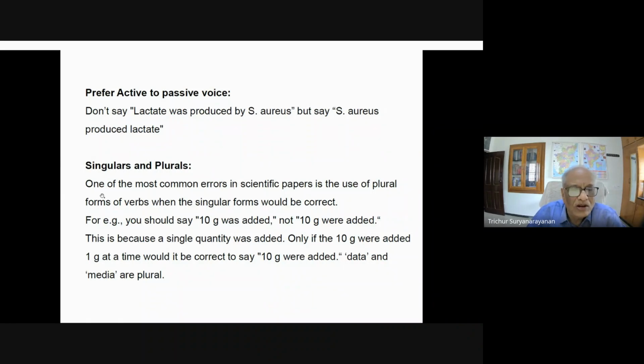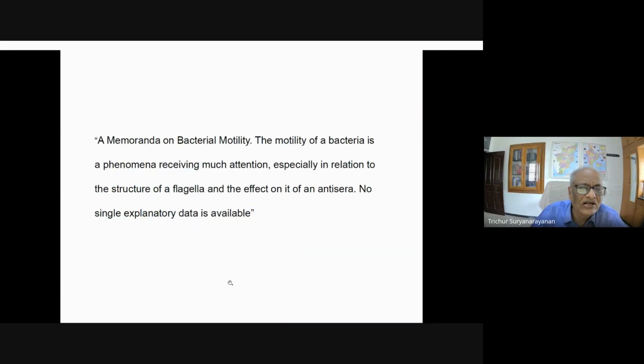Singular and plurals. One of the most common errors in scientific papers is the mixing up of plural and singular forms of verbs. For example, you should say 10 gram of glucose was added. It is not 10 grams were added, because you are adding 10 gram of some substance. You weigh 10 grams and you add it. It's just one 10 gram. But if you say 10 grams were added, that means you are adding 1 gram of it at one time. After half an hour, you are adding 1 more gram of it. Like that, 10 grams are added. Only then you say 10 grams were added. Otherwise, you say 10 gram was added. And then data is actually plural. Datum is singular. Media, plural. Medium, singular. So these are things that you should be careful about.